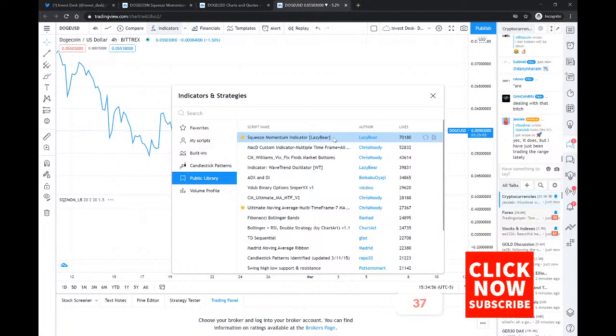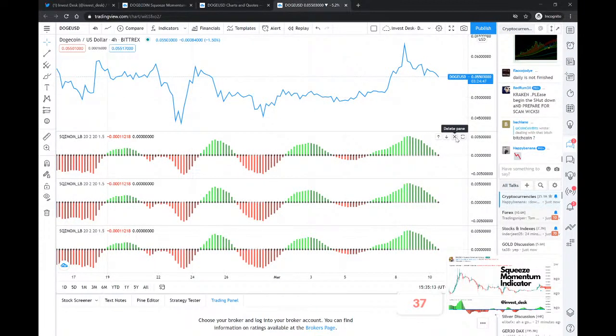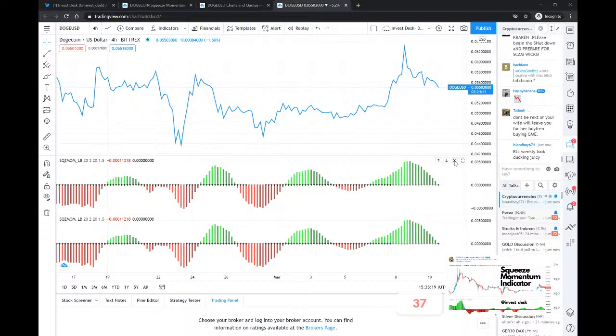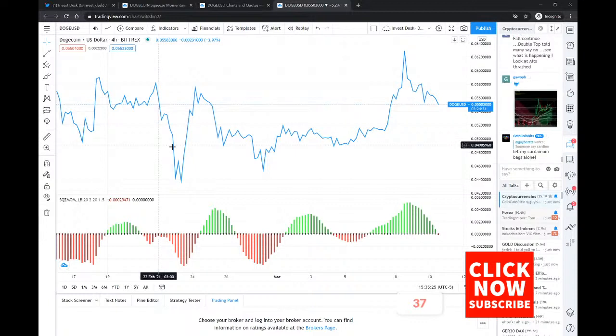And I think I have one too many. I became click happy, didn't I? So let's delete this, and also this one. So we only need one, guys. Okay, all right, so once you select the indicator, which is called the squeeze momentum indicator, this is what it looks like.